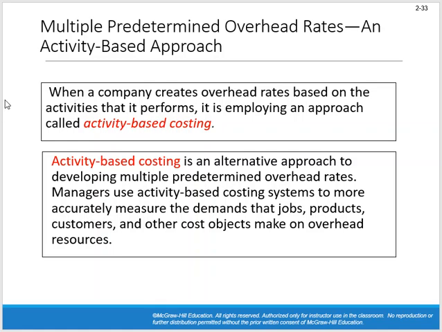When a company creates overhead rates based on the activities it performs, it's employing an approach that's called activity-based costing. And activity-based costing, or ABC for short, is an alternative approach to developing multiple predetermined overhead rates. Sometimes managers will use ABC to more accurately measure the demands that jobs, products, customers, and even other cost objects make on overhead resources. We're going to study ABC in a later chapter, so I'll save more thoughts on that topic for a different time.